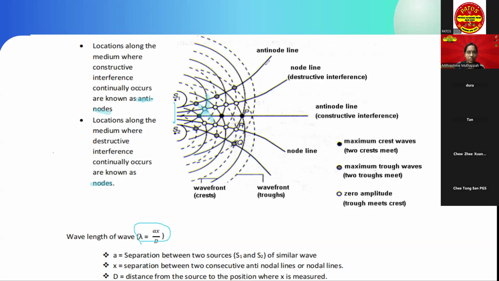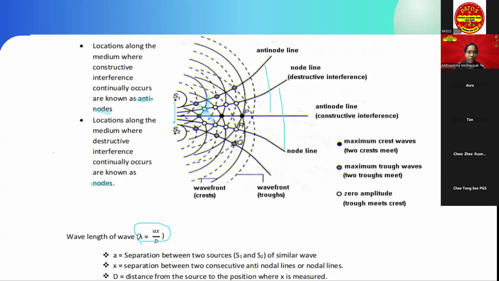So the distance from here to here is the 1x. And if we go for the nodal line, we can consider this to this, the first nodal to the next nodal, or the first antinodal to the next antinodal, is our x. And finally, we have the d, which is the distance from the source to the position where x is measured.